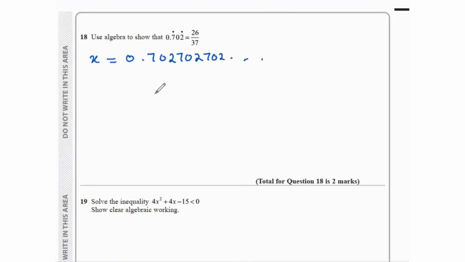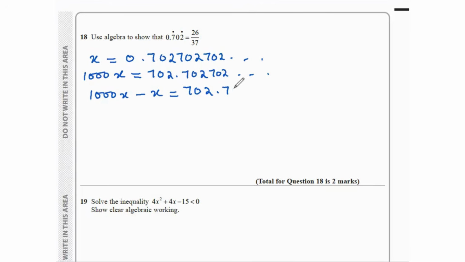So let's say we multiply x by 1,000. 1,000x would be 702.702, and so on. Now if I subtract 1,000x and x, you will notice that all of the numbers after the decimal disappear. Why? Because they're exactly the same. So when you subtract the two, we're left with whole numbers.